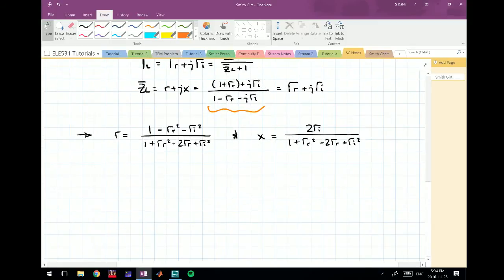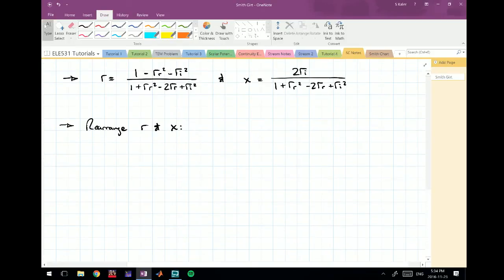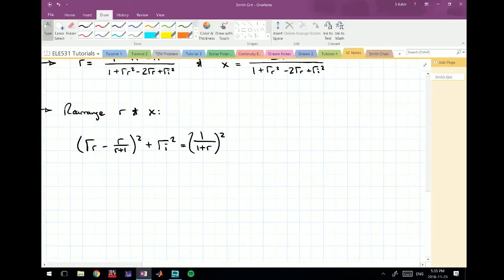Now if I take both of these equations and do a little bit of rearranging, it's essentially just a manipulation. I want to get these into some form that I'm familiar with. So if I rearrange R and X, I can get this equation right here: gamma R minus r over r plus 1 squared plus gamma I squared is going to be 1 over 1 plus r squared. So this is the equation for R.